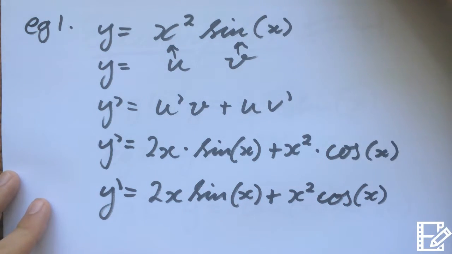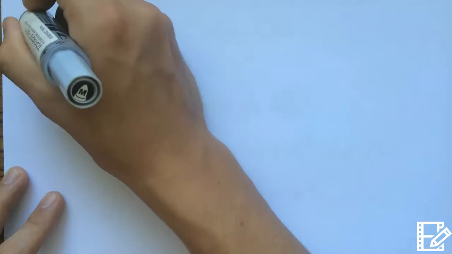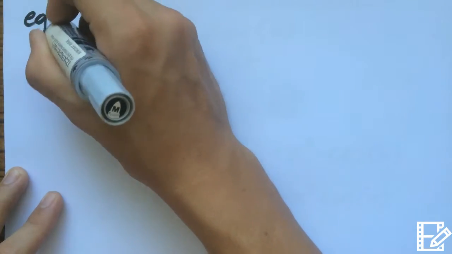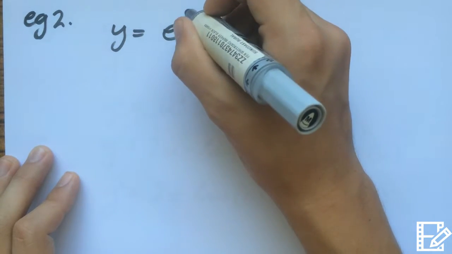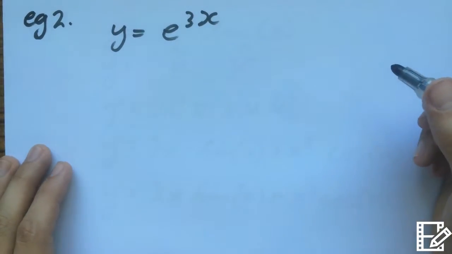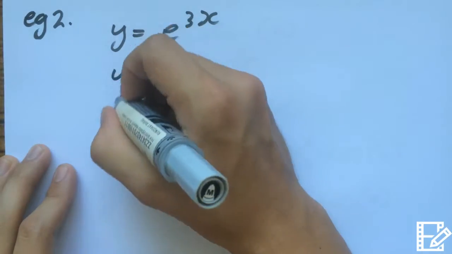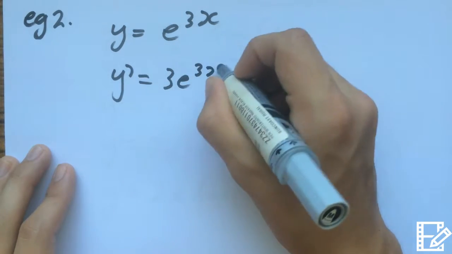Now I'll go on to the second example. Example 2. Okay, y equals e to the power of 3x. Now this is going to be one step, because there's a rule for this. And this one step is going to be 3e^(3x).